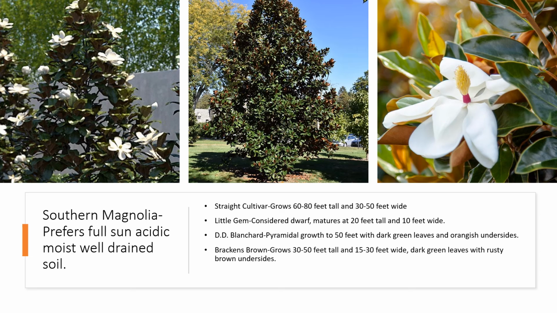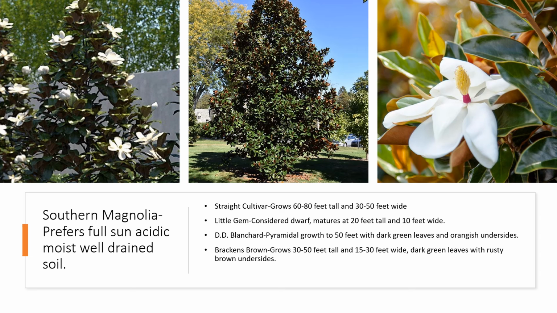And then on the top right, that's probably the most commonly grown in our area, that's Brackens Brown. It is considered the hardiest of the magnolias, and it will grow about 30 to 50 feet tall and 15 to 30 feet wide. And if you look, it does have dark green leaves, but it has a rusty underside. If you look closely at the pictures, you can see it has a lot more of that fuzz underneath the bottom of the leaf and on the stems, and it's believed that it's helped some of the hardiness for this plant.